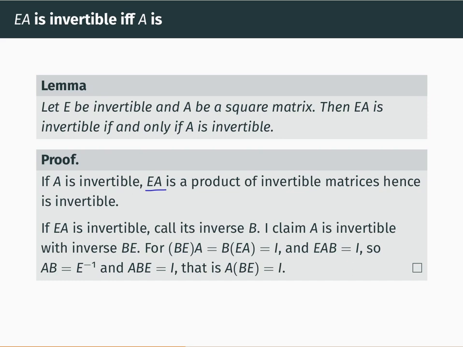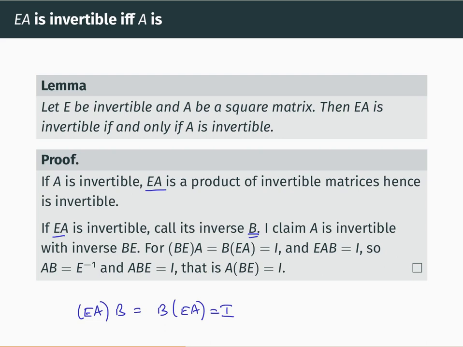For the other direction, we're going to assume that EA is invertible, and we now have to prove that A is invertible. So let's suppose that EA is invertible, and we'll use the name B for its inverse. What that means is that EA times B and B times EA is equal to the identity. That's the definition of B being the inverse of E times A. Now I claim that A is invertible, and the inverse to A is B times E.